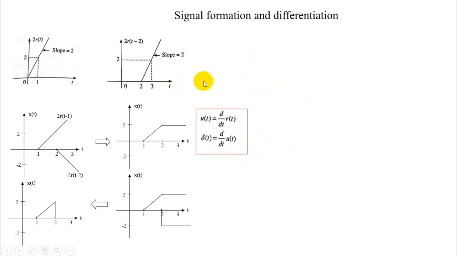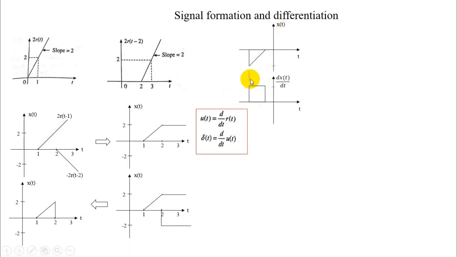So I will request all of you to understand, and you need to practice several times. What I am saying is that if you differentiate the ramp signal, you will get the unit step. If you differentiate the unit step, you will get the impulse function. In the reverse process, if you integrate the unit impulse, you will get the unit step. If you integrate the unit step, you will get the ramp. So this sequence must be memorized or practiced.